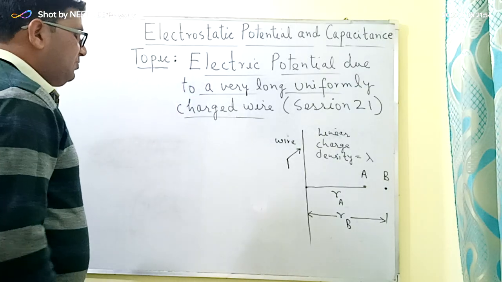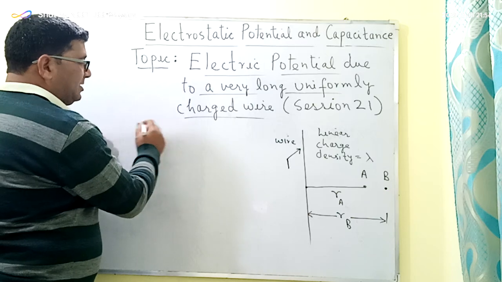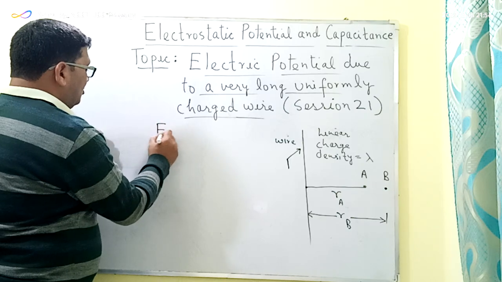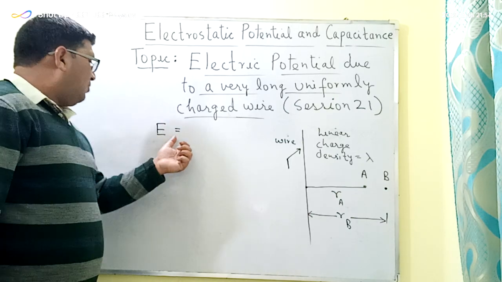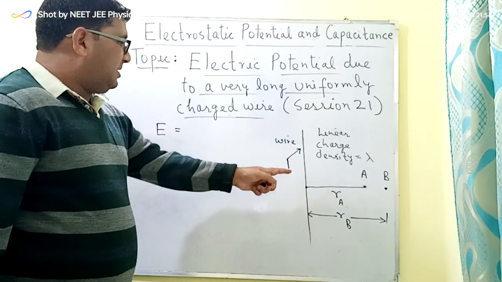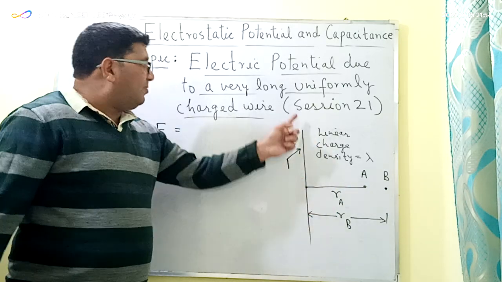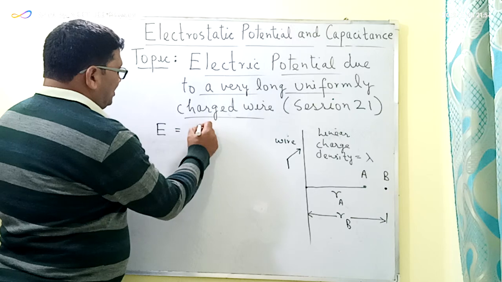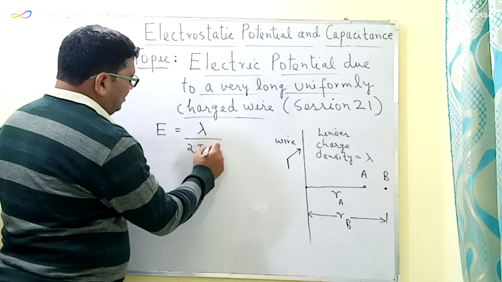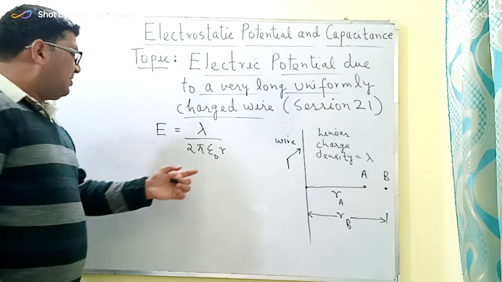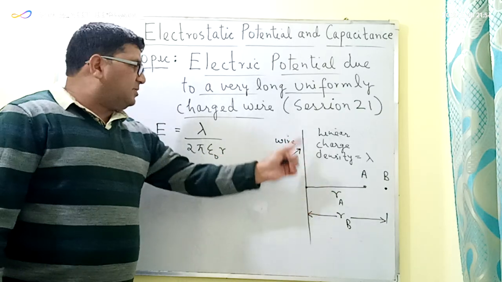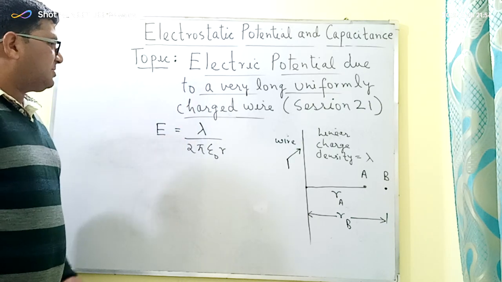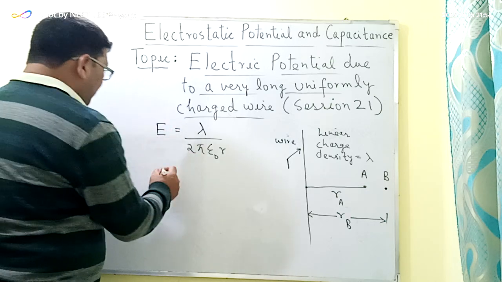So in order to derive the equation, we will first of all go through the formula for the intensity of electric field at a radial distance, say r, from a uniformly charged very long wire, which is given by lambda divided by 2 pi epsilon naught r, where r is the radial distance of that point from this uniformly charged infinite wire, and lambda is the linear charge density.